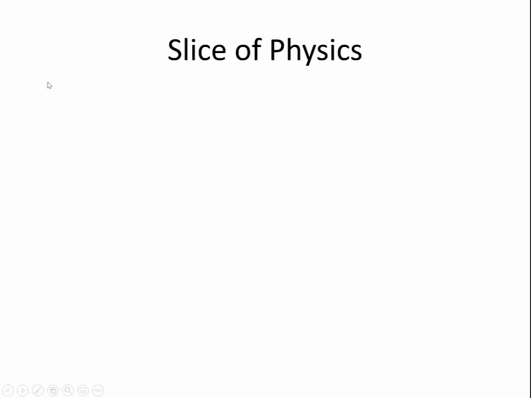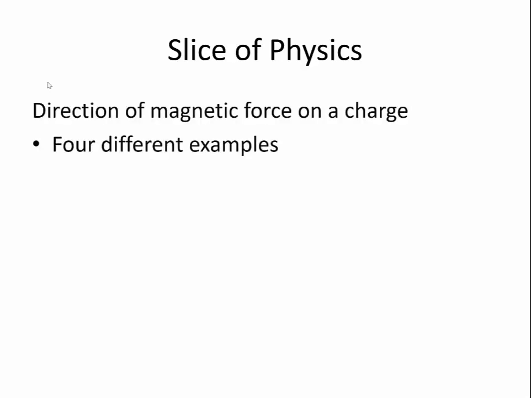Hello, welcome back. In this video, we're going to take 4 different examples to get some practice with the second right-hand rule to determine the direction of force from a magnetic field on a charge. Or, given the direction of force and the direction of motion of the charge, we can figure out the magnetic field's direction. So we'll take different examples to figure out the unknown.